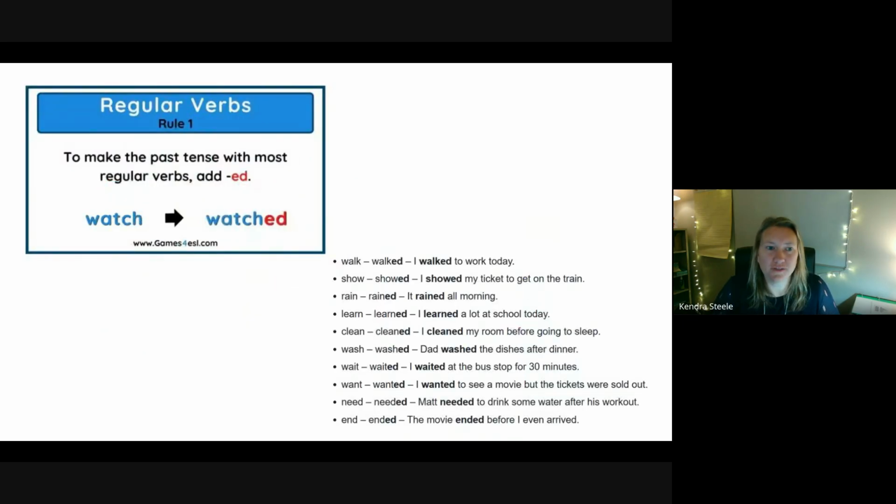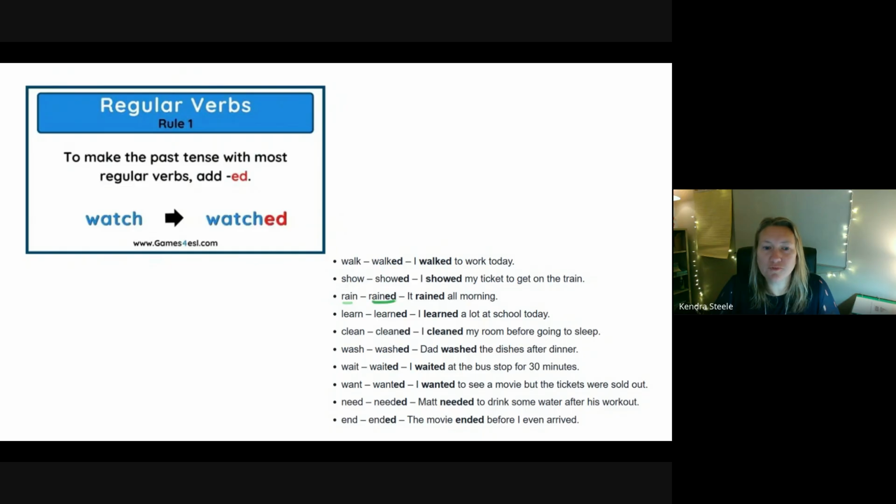The first rule for regular verbs is to make the past tense with most regular verbs in English, you add ed to the end of the word. Watch becomes watched. And here are some examples. Walk becomes walked. I walked to work today. Show becomes showed. I showed my ticket to get on the train.